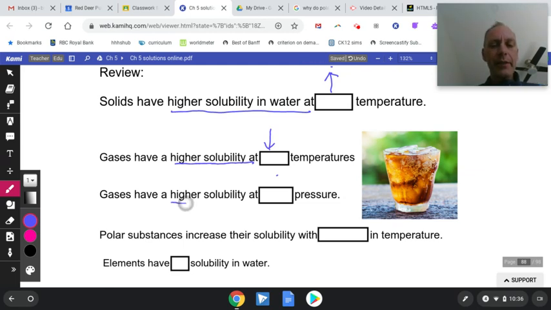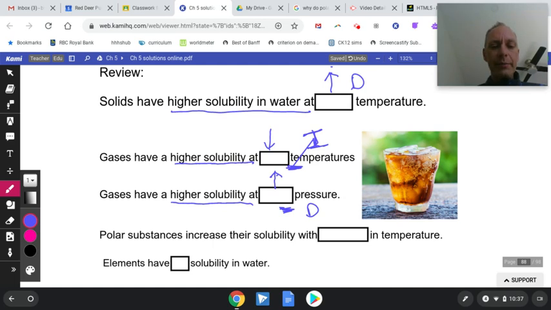Okay, gases have a higher solubility at higher or lower pressure. Higher solubility at higher pressure. So that would be directly proportional, inversely proportional. So inverse, yeah, believe it or not, that's an I. Inversely proportional. This one is directly proportional, and this one is directly proportional.